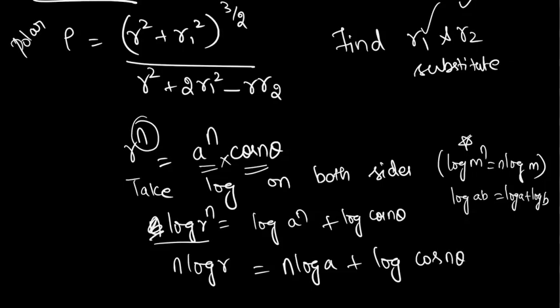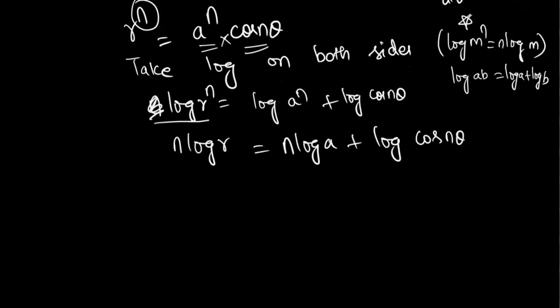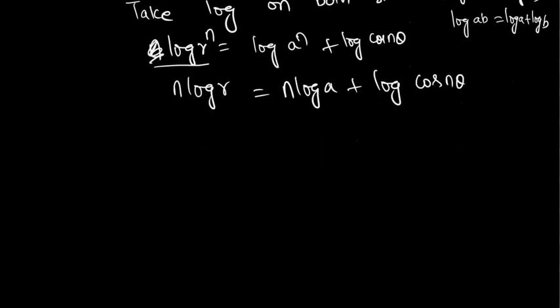Now we have just taken log, but what do we want? r1. r1 is nothing but dr/dθ. What is r2? d²r/dθ². So if I want dr/dθ, what I have to do? This line I have to differentiate with respect to theta. So differentiate with respect to theta.